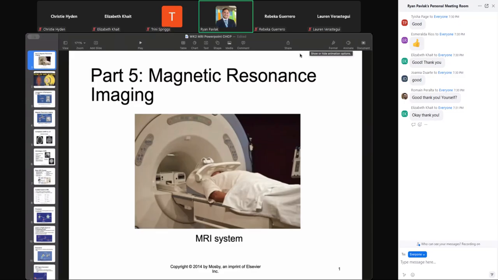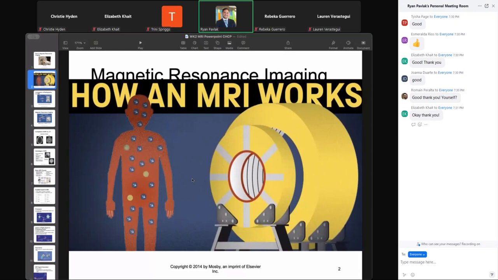So with MRI, this is one of the modalities that once you finish your X-ray, you're able to either cross-train into, or you're able to go back to school to be able to become an MRI tech. So I've got a little video that we'll play first that just kind of goes over how an MRI works, and then we'll get into the nitty-gritty of it a little bit.